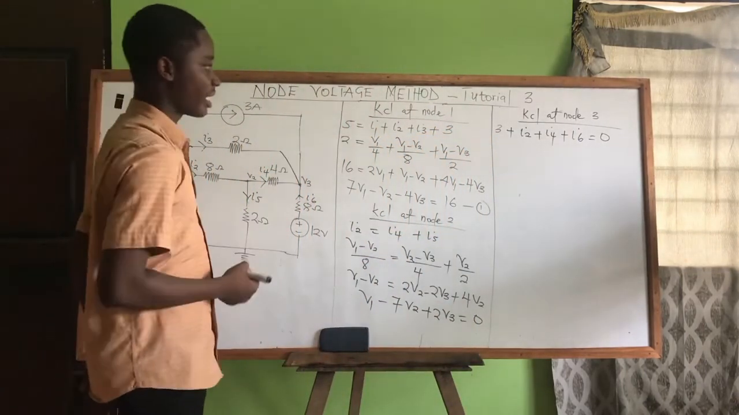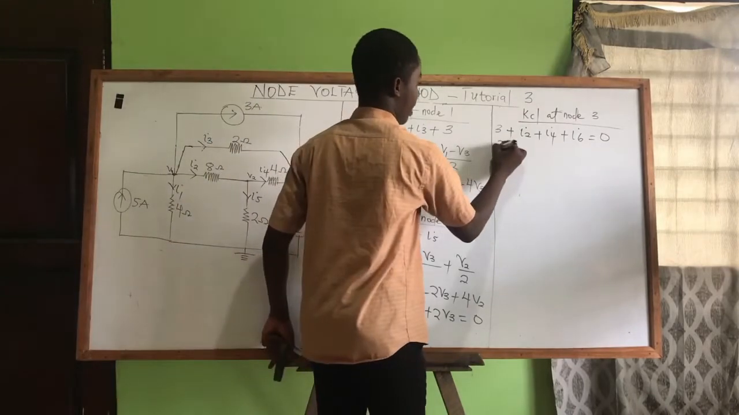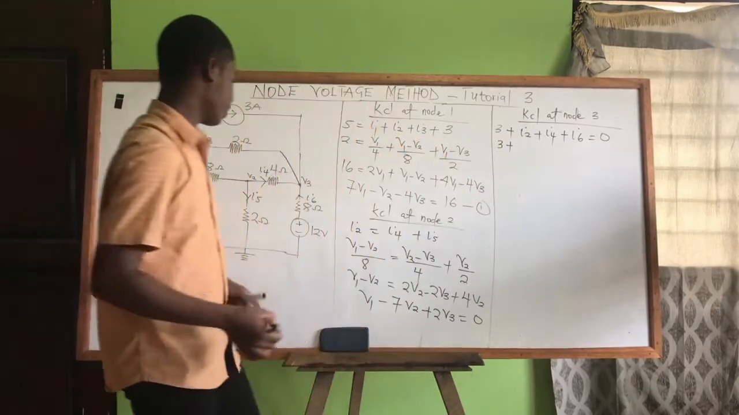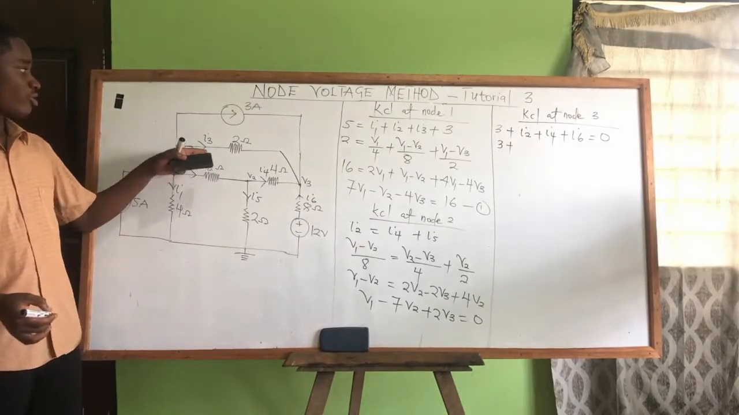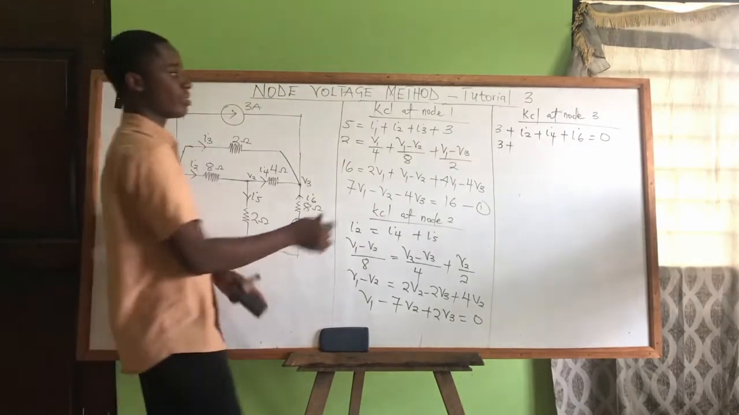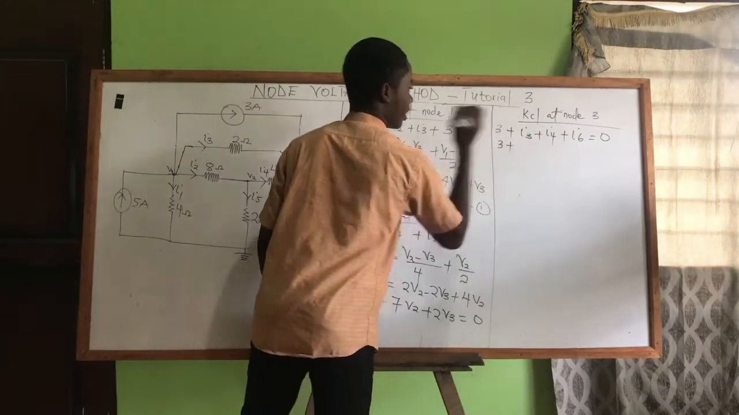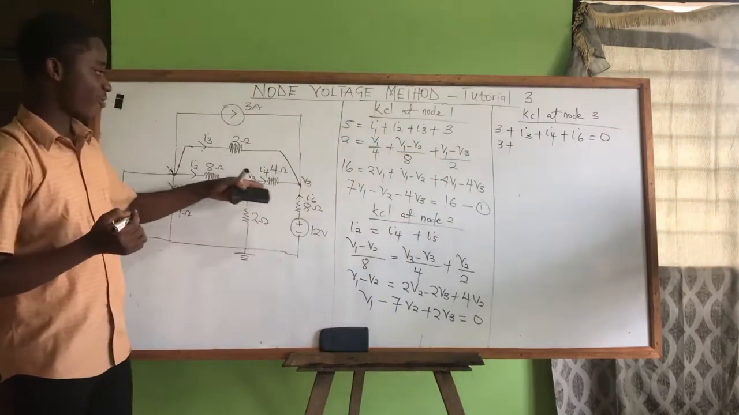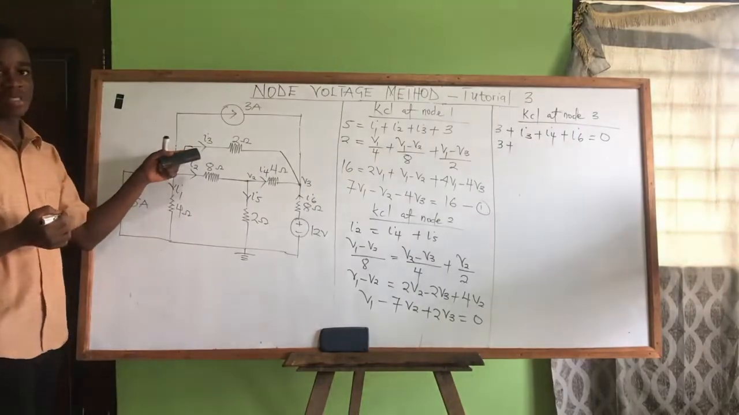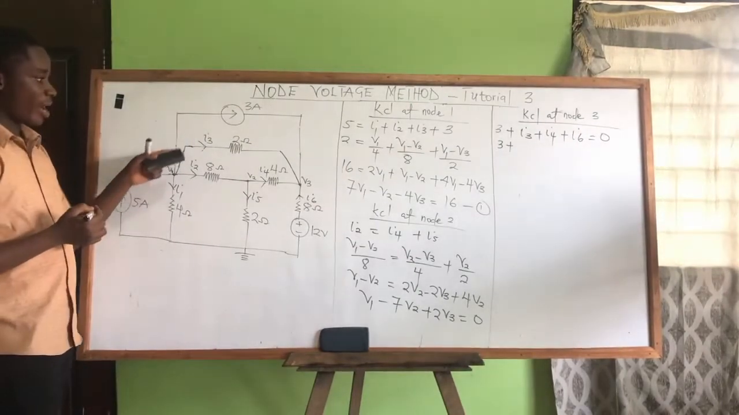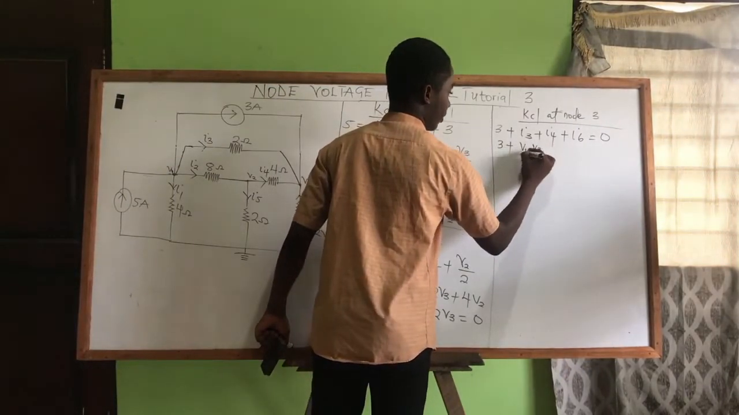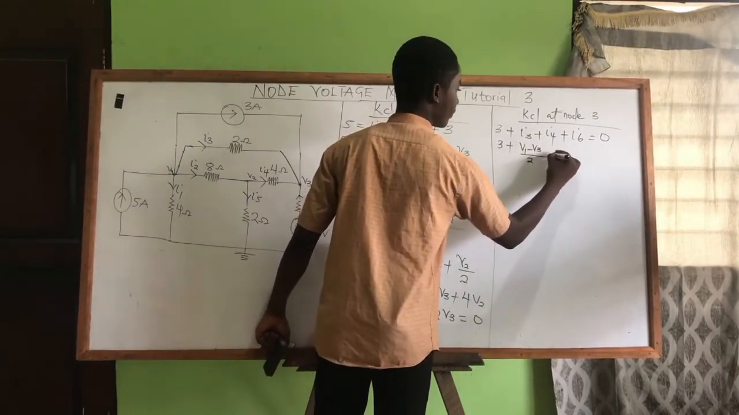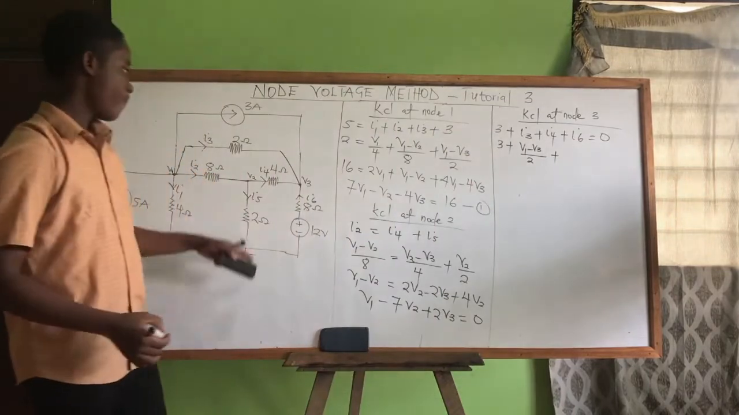So let's express the currents. I have 3 plus, what is I2? We don't have I2, sorry, it is I3 we are talking about. So I3, I4, I6. What is I3? We've already expressed I3. I3 is V1 minus V3, so V1 minus V3 over resistor 2, plus I4.